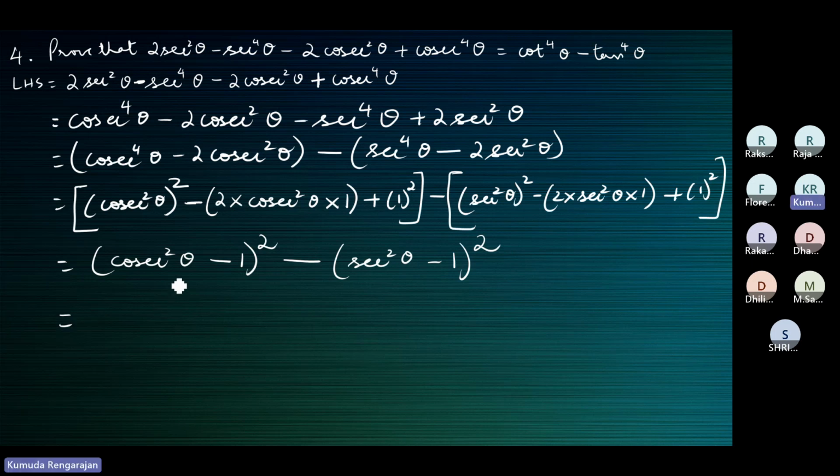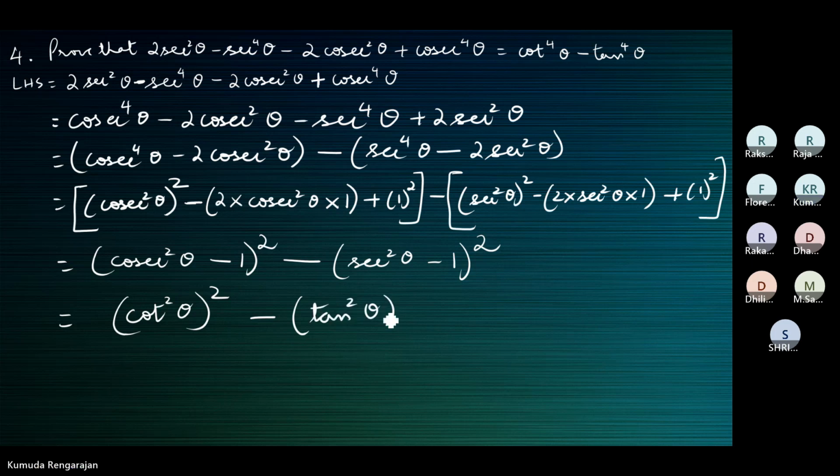And now by the identity, cosecant square theta minus 1 is equal to cot square theta, the whole square because the square is there. Minus secant square theta minus 1 is tan square theta, and the whole square. So this becomes cot theta to the power 4 minus tan theta to the power 4, which is nothing but the RHS.